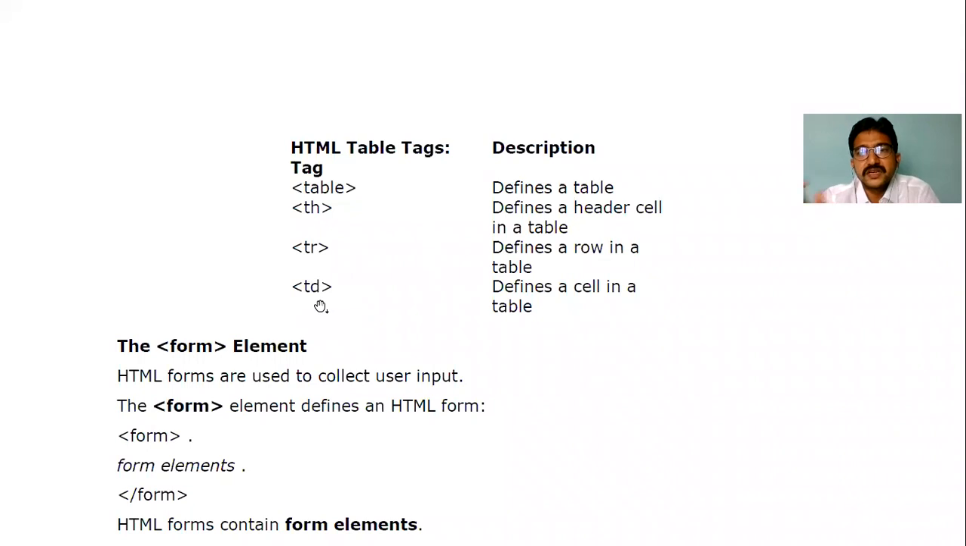When you want to insert column data, you insert a row. Under the row, we have a set of columns or fields. To insert each field, we can use TD, which stands for table data or table cell. To insert the column data, TD. To insert rows, TR. To insert headers, TH. And to insert a table, table.